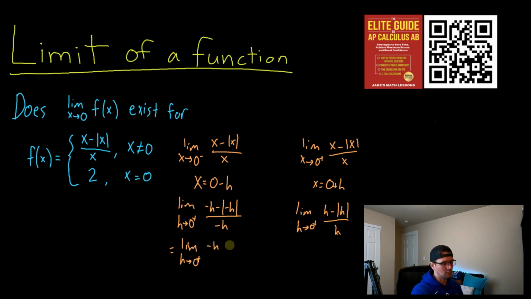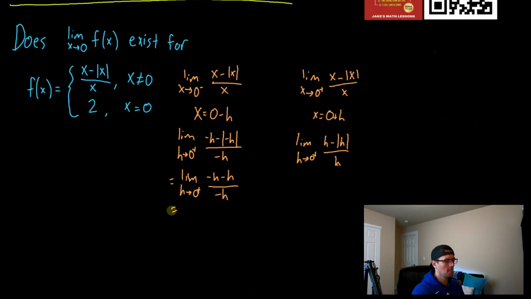negative h is really not going to change. That's still negative h. Then we're going to have minus h, because again, h is equivalent to the absolute value of negative h, because it's positive, all over negative h. So negative h minus h all over negative h. This will essentially just simplify into the limit as h goes to 0 from the right of negative 2h over negative h. The negatives are going to cancel, the h's are going to cancel, and this is essentially just going to give us 2.